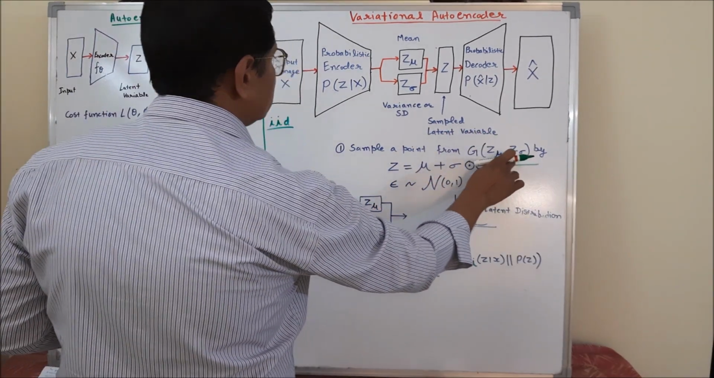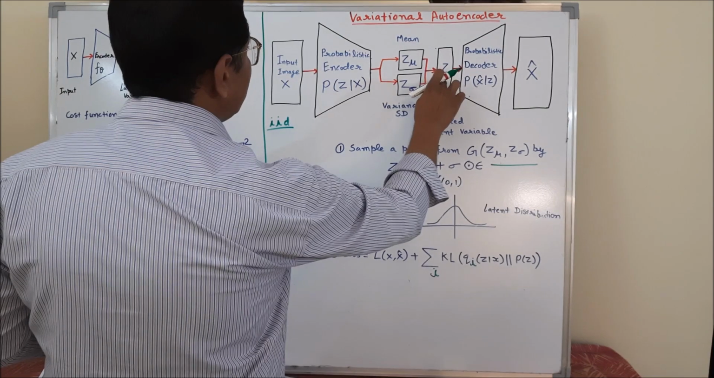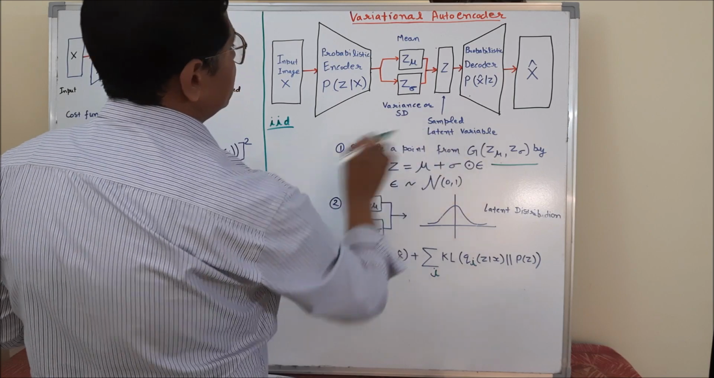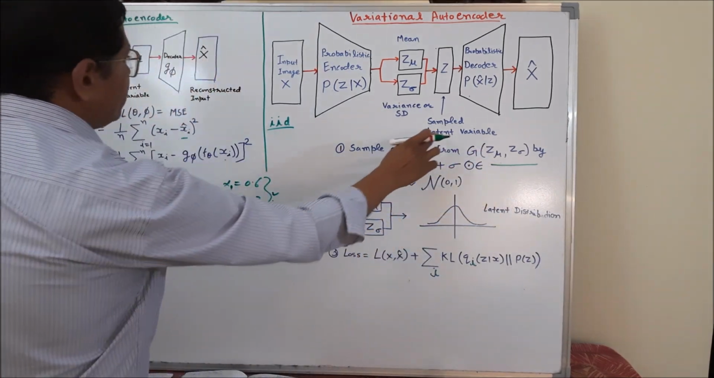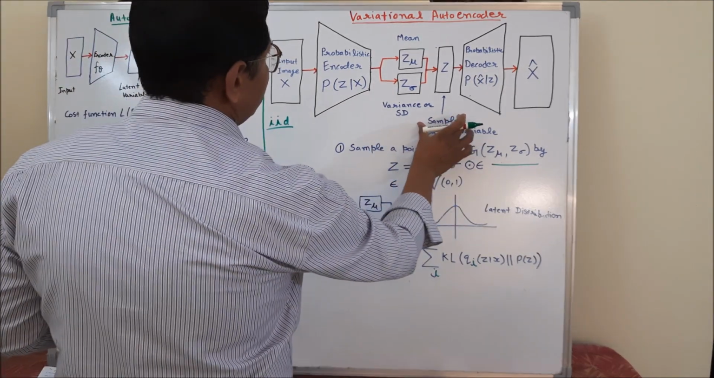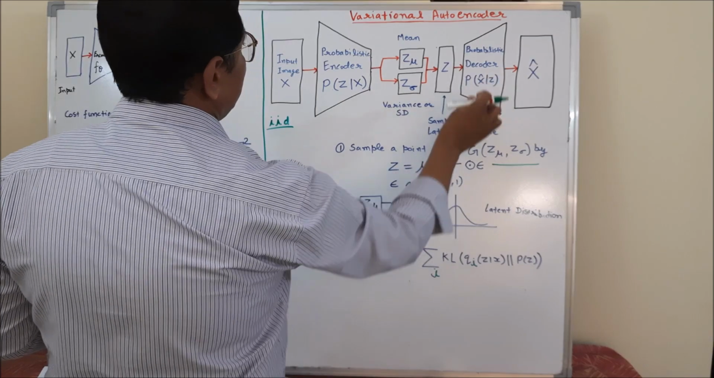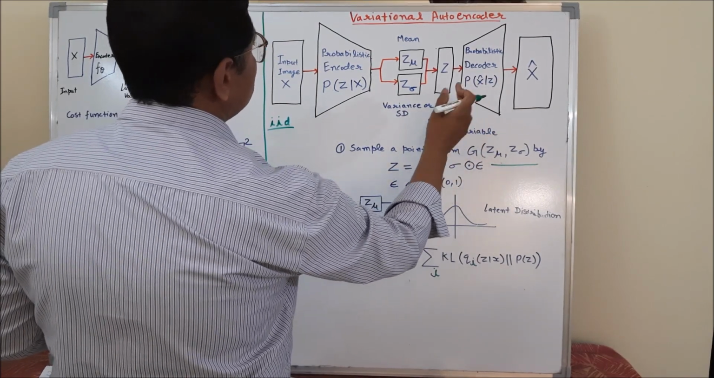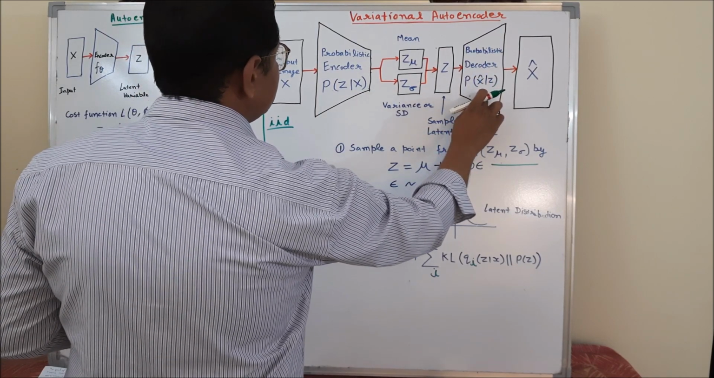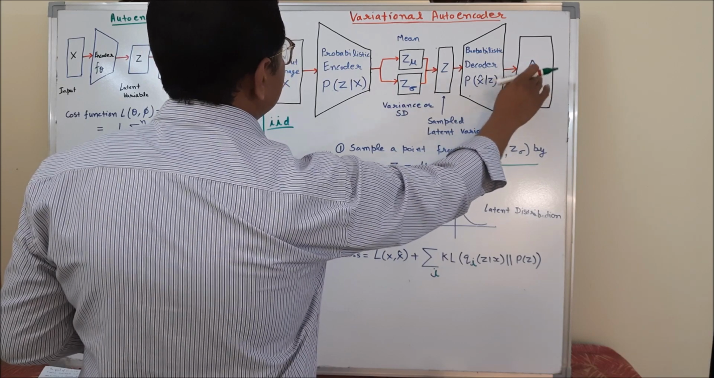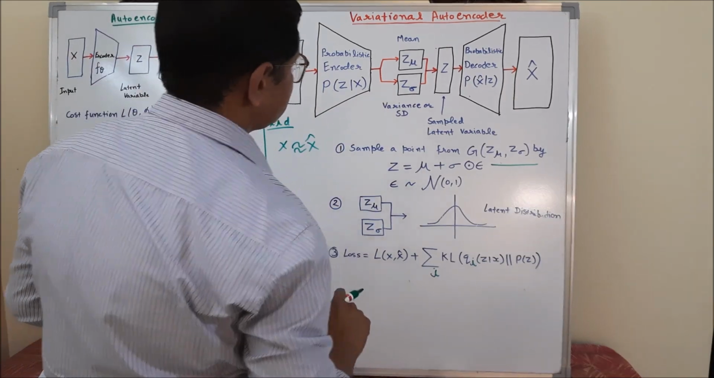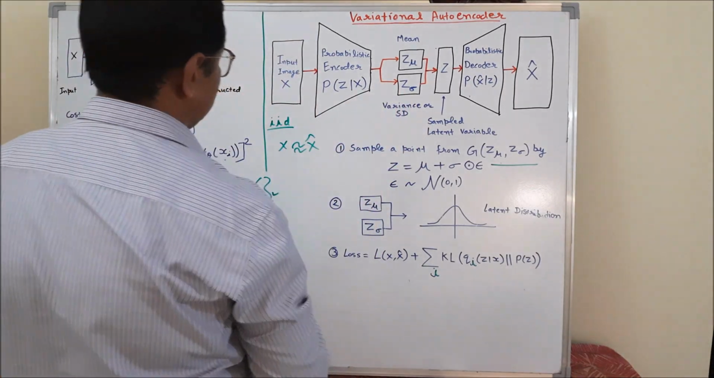And from this multivariate Gaussian, we extract a sample that is known as the sampled latent variable. This sampled latent variable is different from these fixed things, and the probabilistic decoder uses this sampled latent variable to reconstruct the features, and from those features we get the image, which we assume is similar to the input. So this is the process.